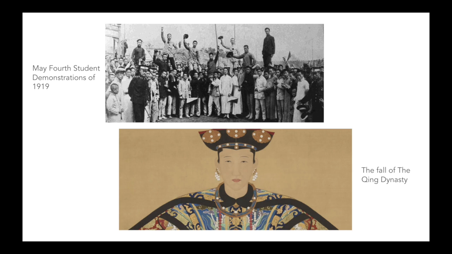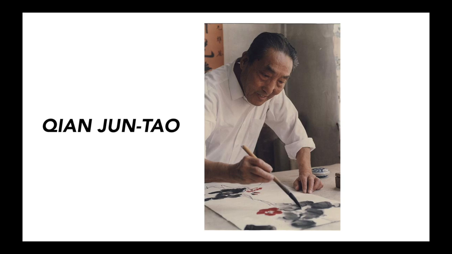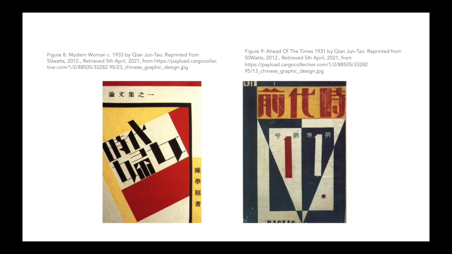Using elements of shape, color, and proportion, Qian Jun-tao created a sense of hierarchy in his designs which was yet to be seen in China. This allowed the viewer to quickly identify the design's most important elements, maximizing functionality. Jun-tao's clever experimentation into perspective, type, and shape allowed him to create modern designs which contributed to China's reclamation of culture after the fall of the Qing dynasty.